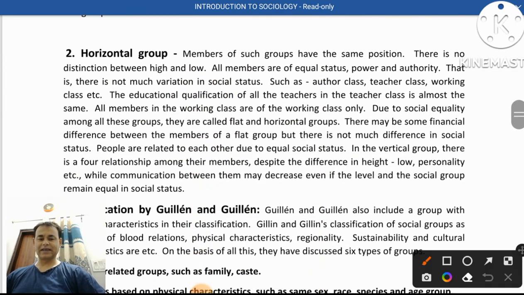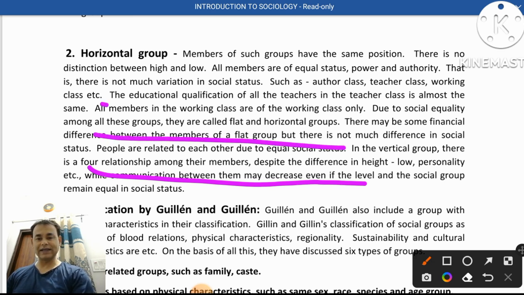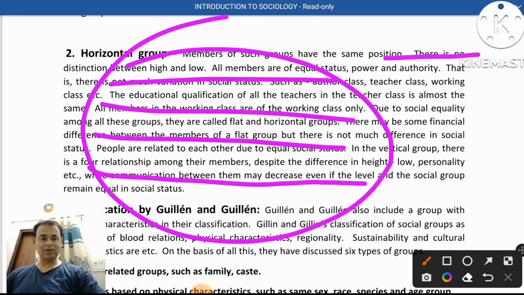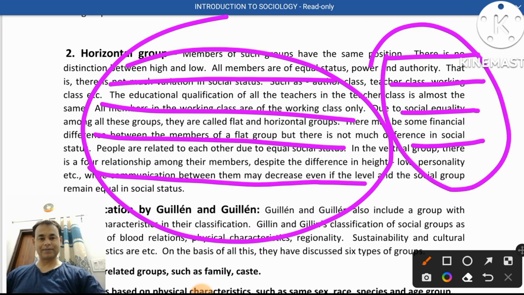Horizontal group. In this, members of such a group have the same position. There is no distinction between high and low. All members have equal status, or power and authority. Suppose a high school teacher of Delhi, a high school teacher of Mumbai, a high school teacher of Dehradun, a high school teacher of America, all are same. Suppose a professor of America, a professor of England, a professor of India, a professor of Dehradun, all are same in status.